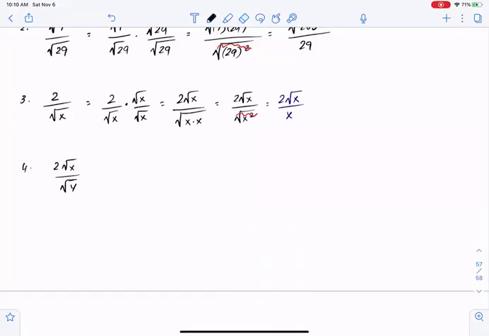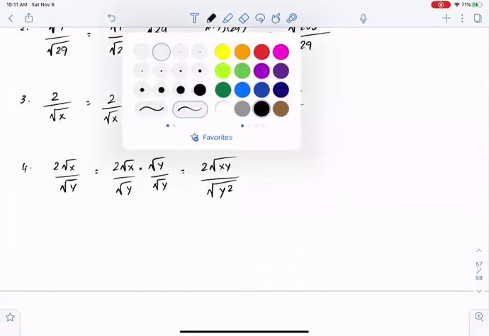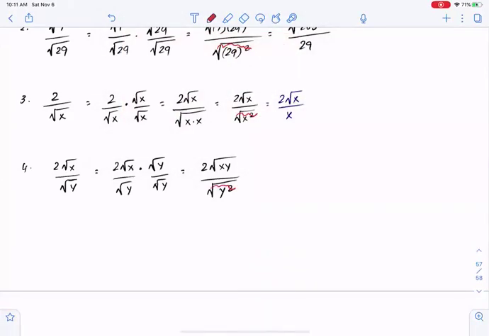So we want to rationalize the denominator. So we are going to multiply and divide by the denominator. So 2 square root of xy divided by square root of y times square root of y, which would be square root of y squared. The root and the power would get cancelled. So we'll have 2 square root of xy divided by y.